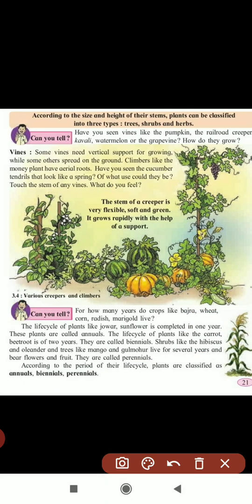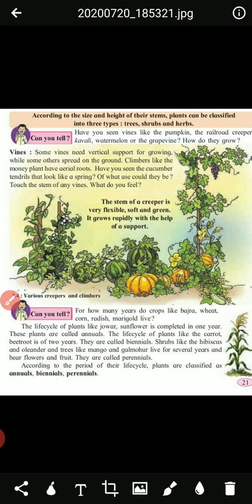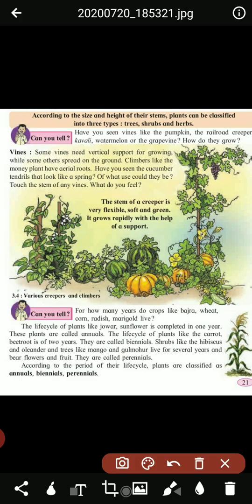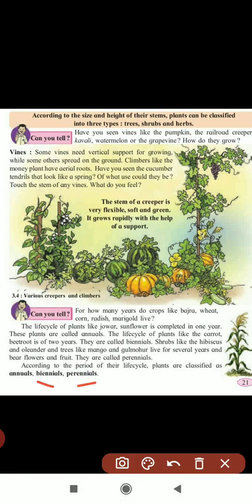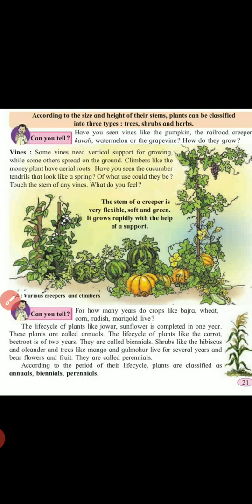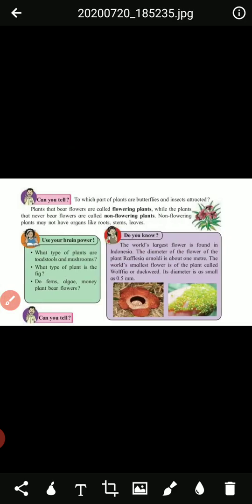And for examples, we have seen annuals: wheat, jowar, sunflower, bajra. These all come in the annuals. Next, biennials: carrot and beetroot. And perennials, you know, mango, gulmohar, hibiscus, these all come in the perennials. They grow for many years and bear both flowers and fruits. So these are known as perennials. Understood, children? So next part.